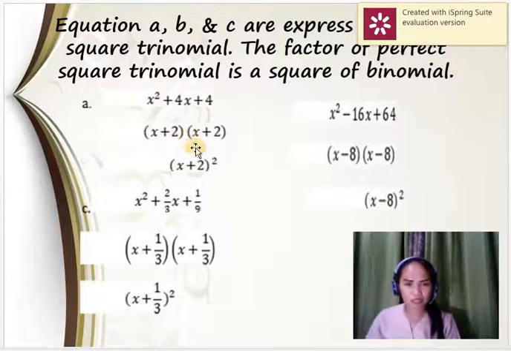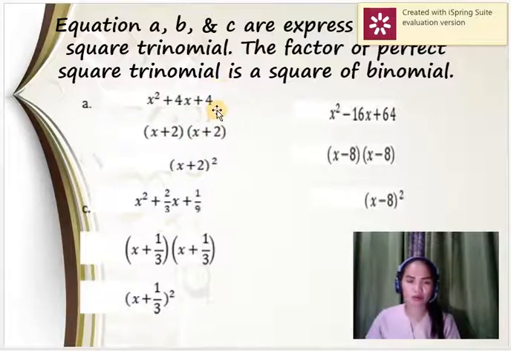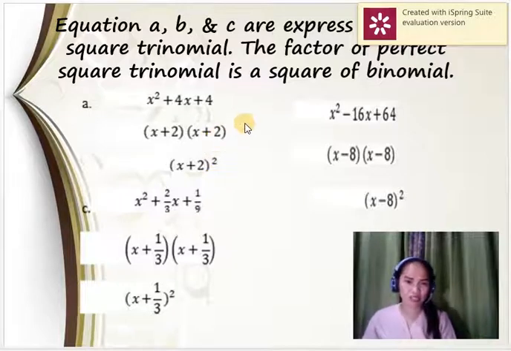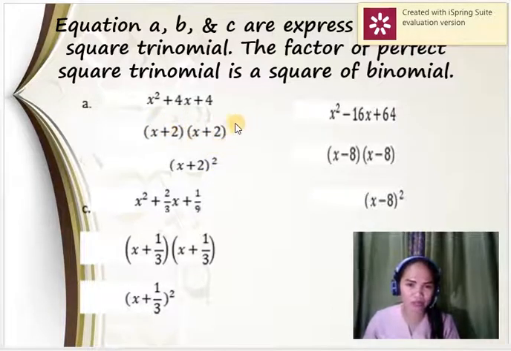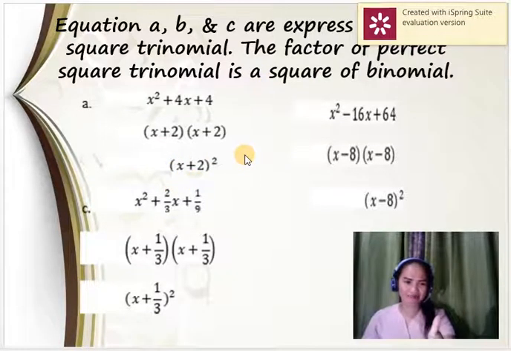Make two open and close parentheses. Factor the first term: x and x. Factor the last term, 4: the factors are 2 and 2. Copy the sign of the middle term, which is positive. As you can see, we already have the factors. Since they are equal, we can write that as a square of a binomial. Do you get it?